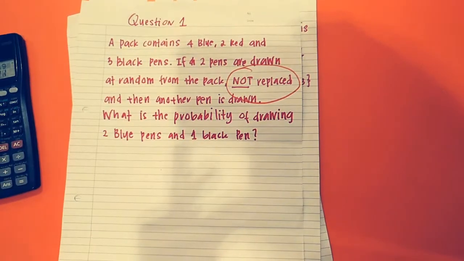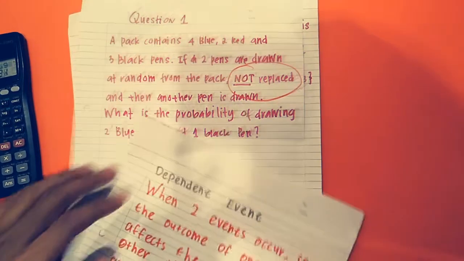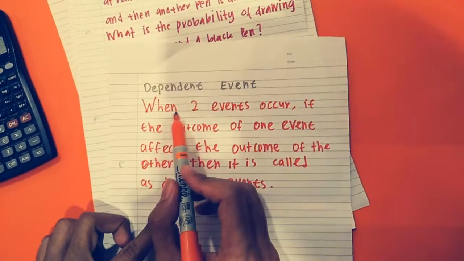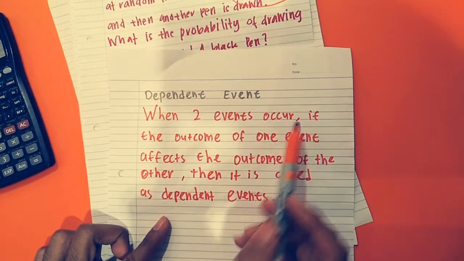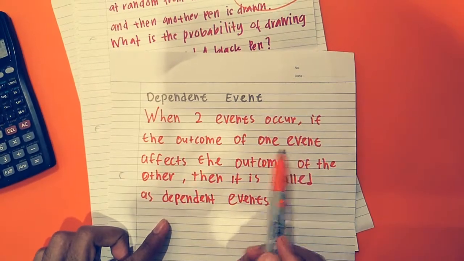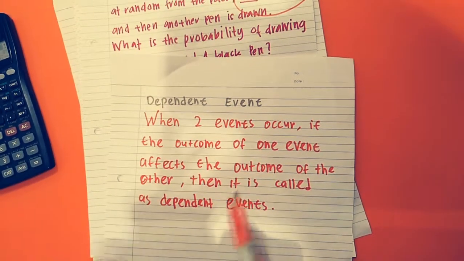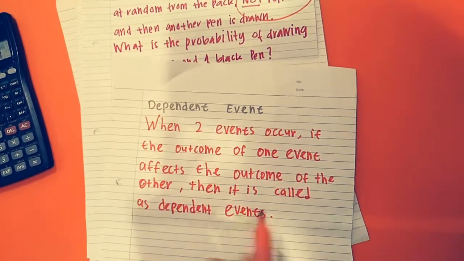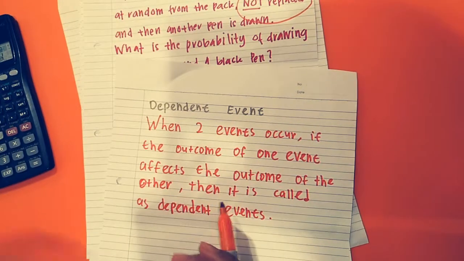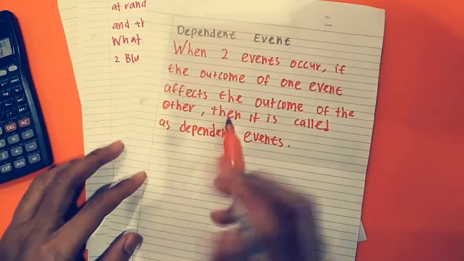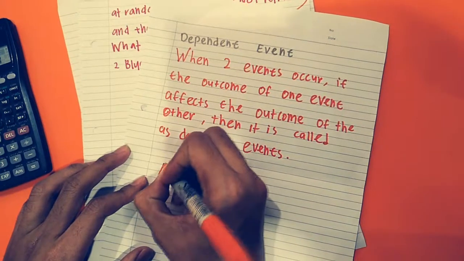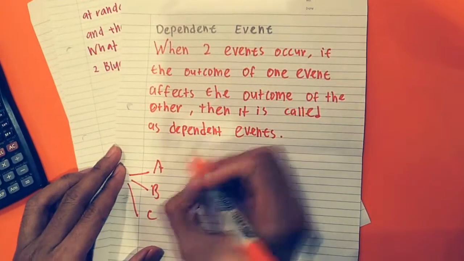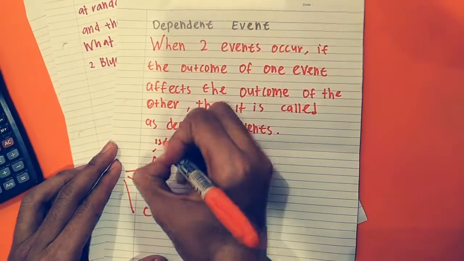So this means that the question is a dependent event. A dependent event is when 2 events occur, but the outcome of one event affects the outcome of another. Then it is called a dependent event. So one event depends on another event. Okay, like this. See, first selection.